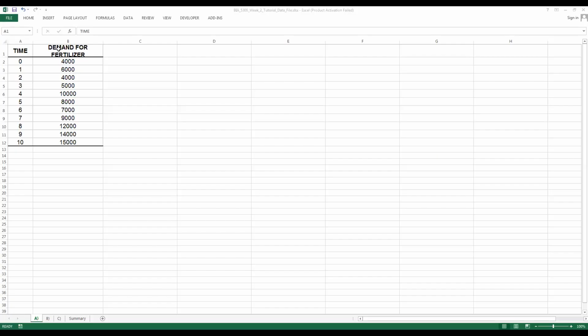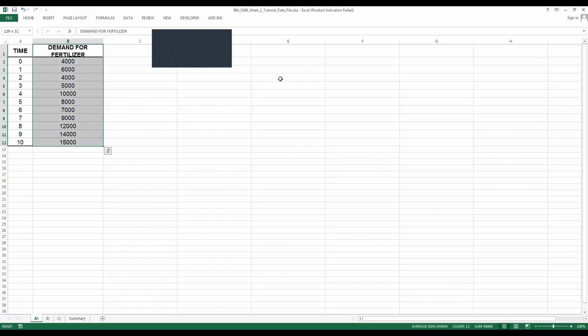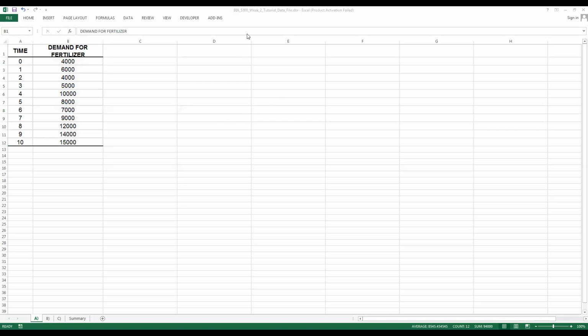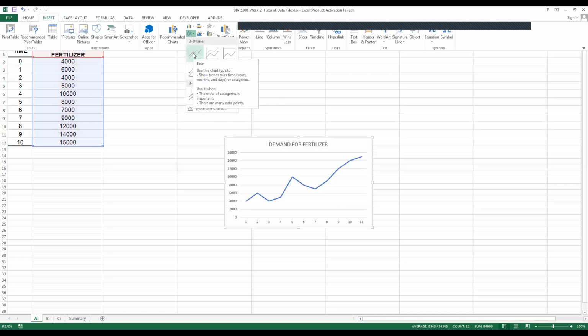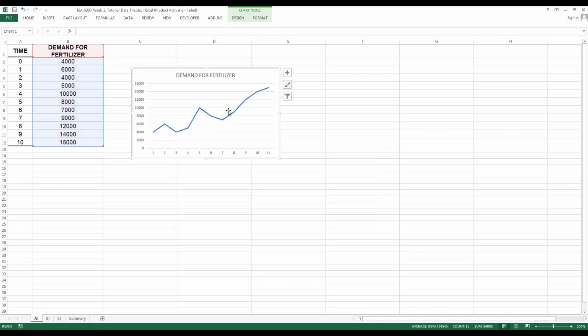Right, so the first thing we might want when we're looking at data like this is to, well, let me move this annoying bar away. We want to go insert a line chart and then just do the first line chart, right? We can see what the data looks like.